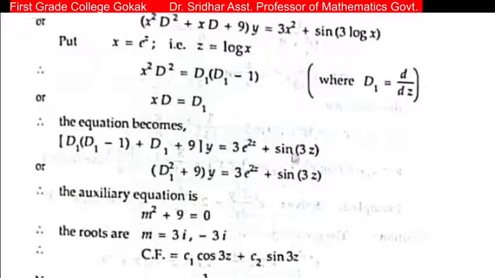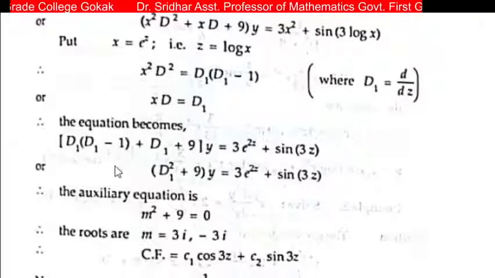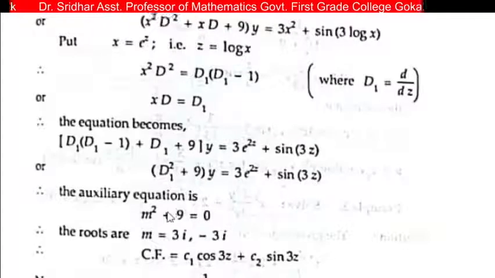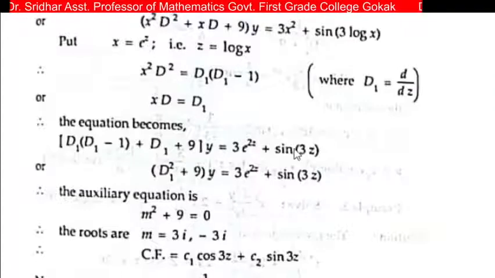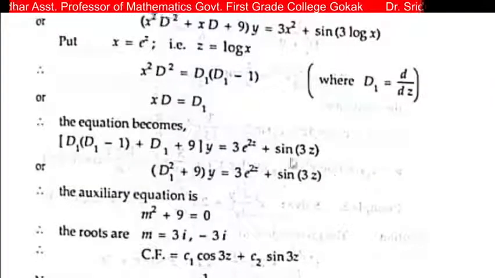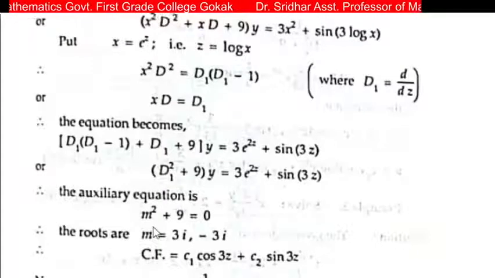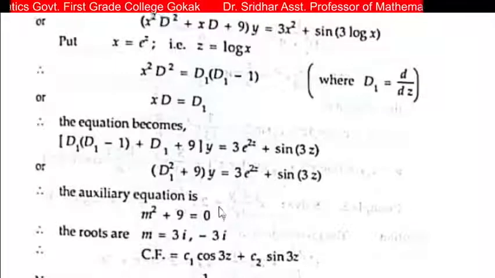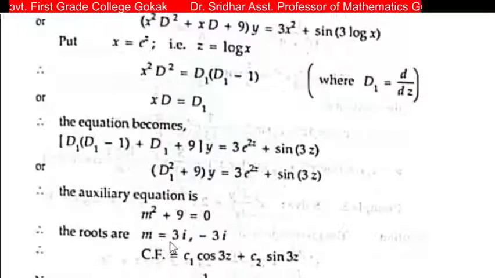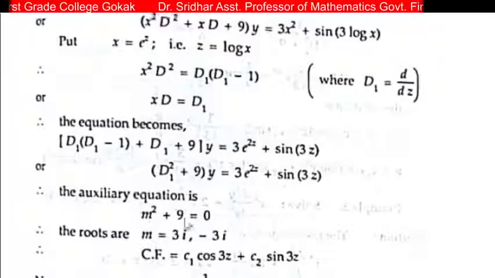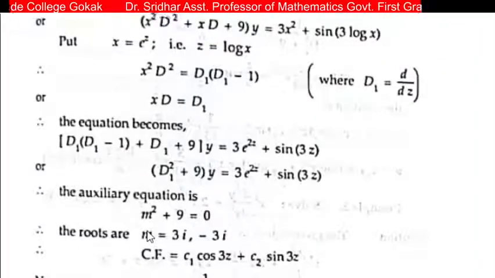So we will get this equation. Now simplifying this, we obtain (D1 square plus 9) y equal to 3 e raised to 2z plus sine 3z. Now this takes the form of a linear differential equation with constant coefficients, so we apply that method. Auxiliary equation is m square plus 9 equal to 0, so just replace D1 by m. So the roots are m is equal to 3i, minus 3i. Two complex roots we are getting.